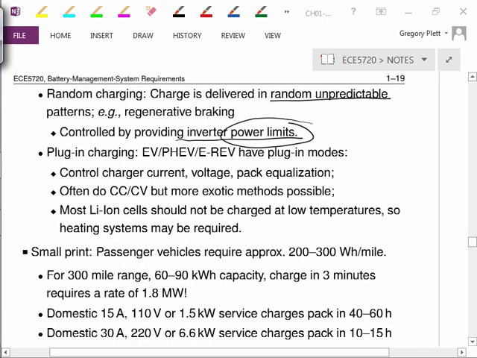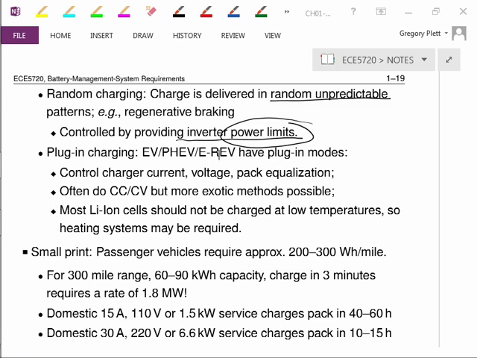Another way that a battery pack is charged, though, for some types of systems like electric vehicle plug-ins and extended range vehicles, they have operating modes when the vehicle is actually plugged into the grid and it's not driving. So that gives us a lot more control second by second over exactly what's happening, because we can communicate with the charger and be much more prescriptive with what the charger should do. So we can control the charger current or power or voltage. We can do some battery pack equalization, which we'll talk about in Chapter 5.